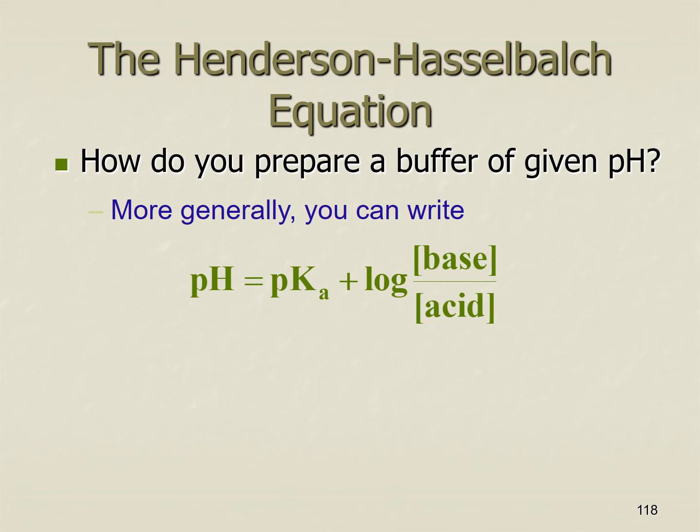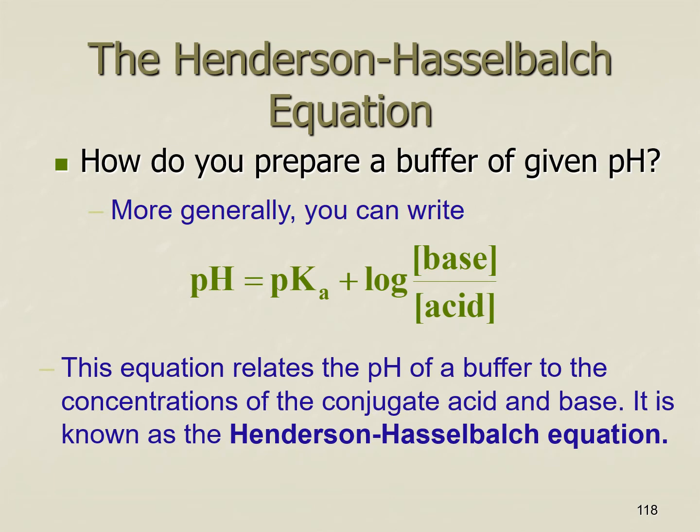Now, if the base is just a little bit greater in concentration than the acid, then the log of a number greater than 1 will be positive, and so our pH will be just a little bit higher than the pKa. If our acid concentration is a little bit greater, that makes this ratio less than 1. The log of a number less than 1 will be negative, and so your pH will be just a little bit less than pKa. We'll do a few examples in just a minute. But this is just known as the Henderson-Hasselbalch equation.